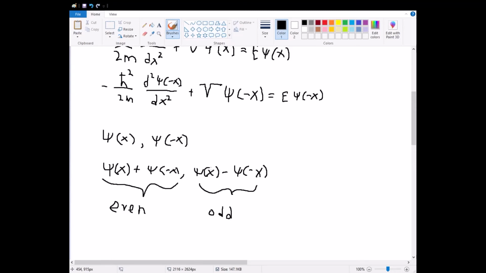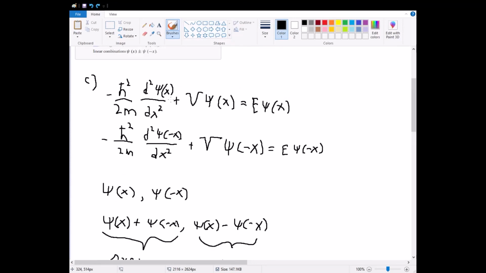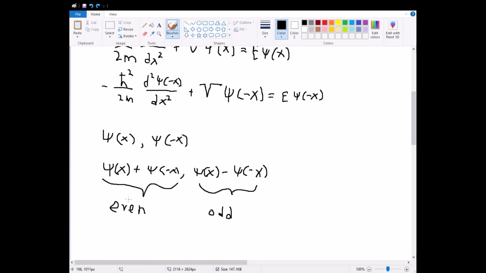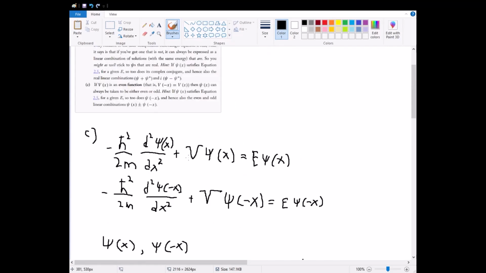If we switch x to negative x, then this bottom term becomes psi of positive x, and this left term becomes psi of negative x. So all we've done is reverse the order. However, the subtraction here still remains. So because of that, we have reversed the sign of this expression. Therefore, this expression must be odd. So as a result, given an even v of x, we can always write our respective psi of x as either an even function, psi of x plus psi of negative x, or an odd function, psi of x minus psi of negative x. And as a result, we have finished the proof.